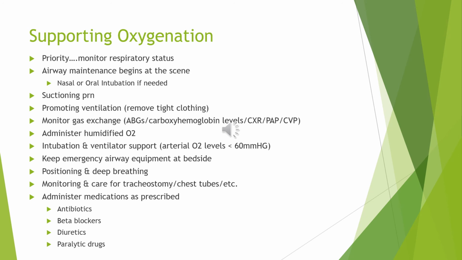Also looking at monitoring gas exchange, so trending and monitoring our ABGs, carboxyhemoglobin levels, chest x-ray, our pulmonary artery pressures, and our central venous pressures. Then also we're going to administer oxygen that is humidified, whether it is via nasal cannula or face mask, and support intubation and ventilatory support. So we're going to monitor our arterial O2 levels, and we want to make sure that they stay greater than 60. If we have arterial levels that drop below 60, they are definitely in need of ventilatory support.